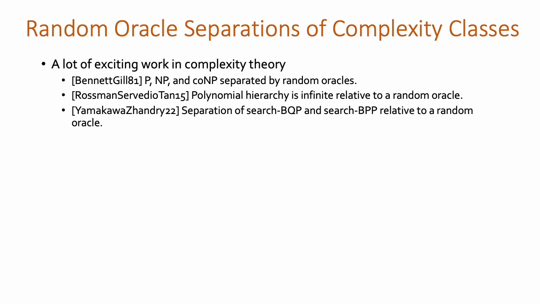In complexity theory, understanding the landscape relative to a random oracle has been the subject of a large body of work originating from Bennett and Gill, who separated P, NP, and coNP by a random oracle. We also know that the polynomial hierarchy is infinite relative to a random oracle. Finally, a very recent work by Yamakawa and Zhandry shows a separation between search BQP and search BPP relative to a random oracle.